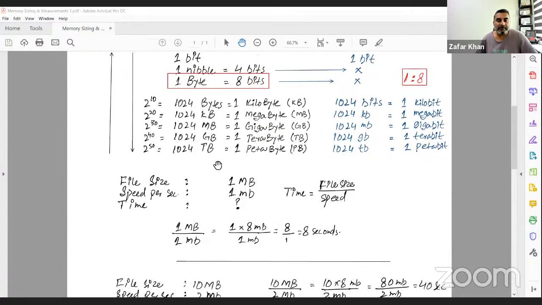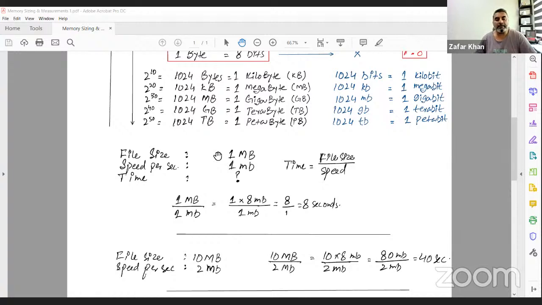So what sort of questions will be there? The most common question is that if you have got a certain MB file and a certain MB connection, what will be the time for the transfer of the file? So let's say our file size is 1 MB and speed per second is 1 MB. In both cases, I have used 1 MB, but when I am referring to the file, it is simply 1 megabyte. And when I'm referring to the speed of the data transfer, I am referring to megabits. So how will we find time? Time will be file size divided by the speed of the data transfer, and the result will be in seconds.